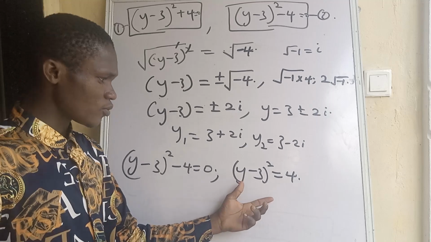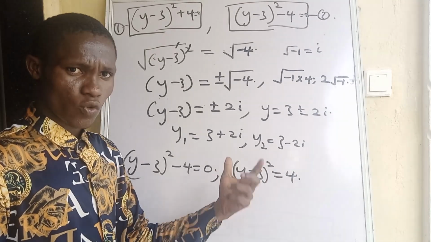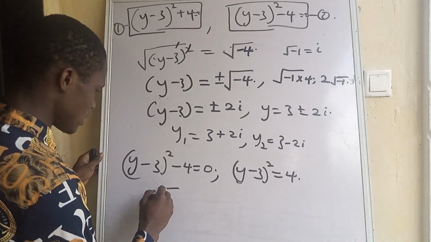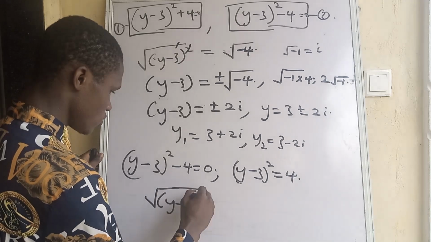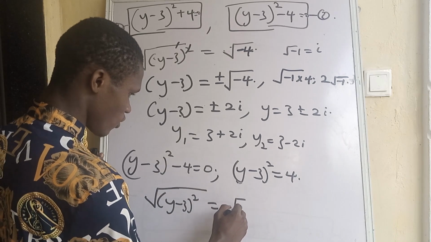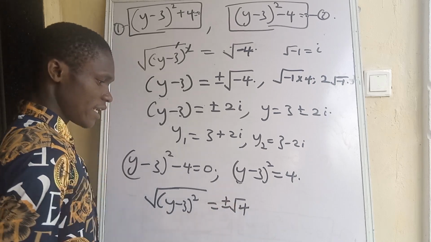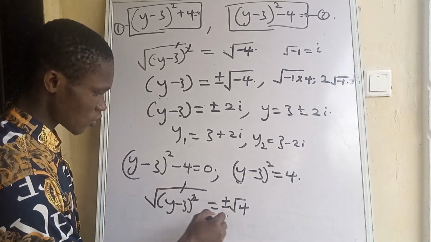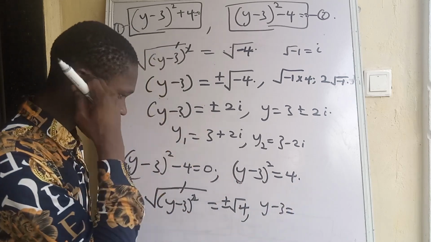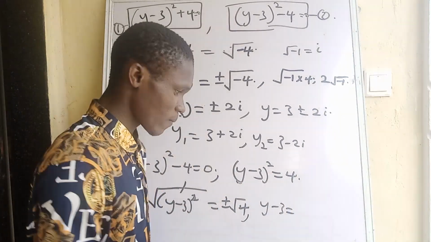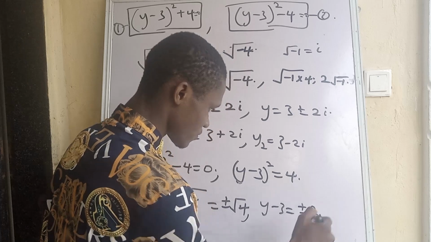What then is the next step? We can simply square root both sides. So the square root of (y minus 3) to the power of 2 equals the square root of 4, plus and negative. The square and the root cancel off, so we are left with y minus 3 equals, and the square root of 4 gives us 2, so we are having plus or minus 2.